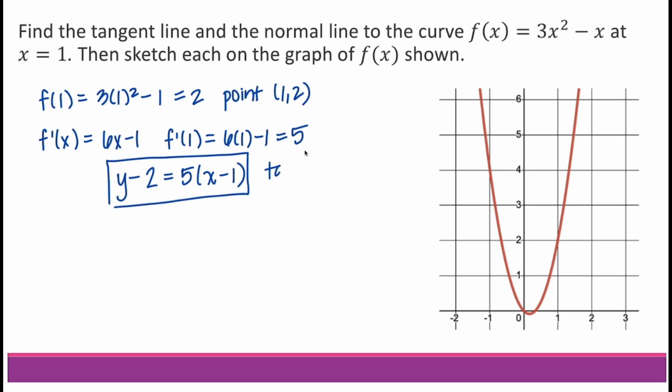This tangent line is given in point-slope form. If we want to, we can solve for y to get it into slope-intercept form. So we can go ahead and say that this is 5x if we distribute the 5, and then we'll have minus 5, and we'll add 2 to the other side, so 5x minus 3. That's if we want the line in slope-intercept form. So both of these are the same equation, the equation of the tangent line.